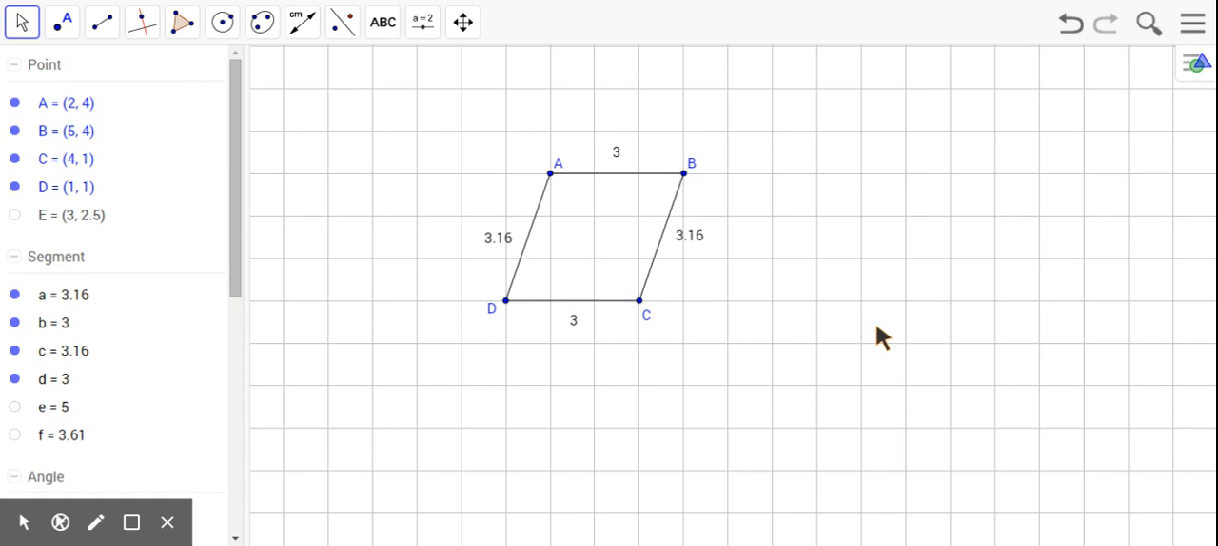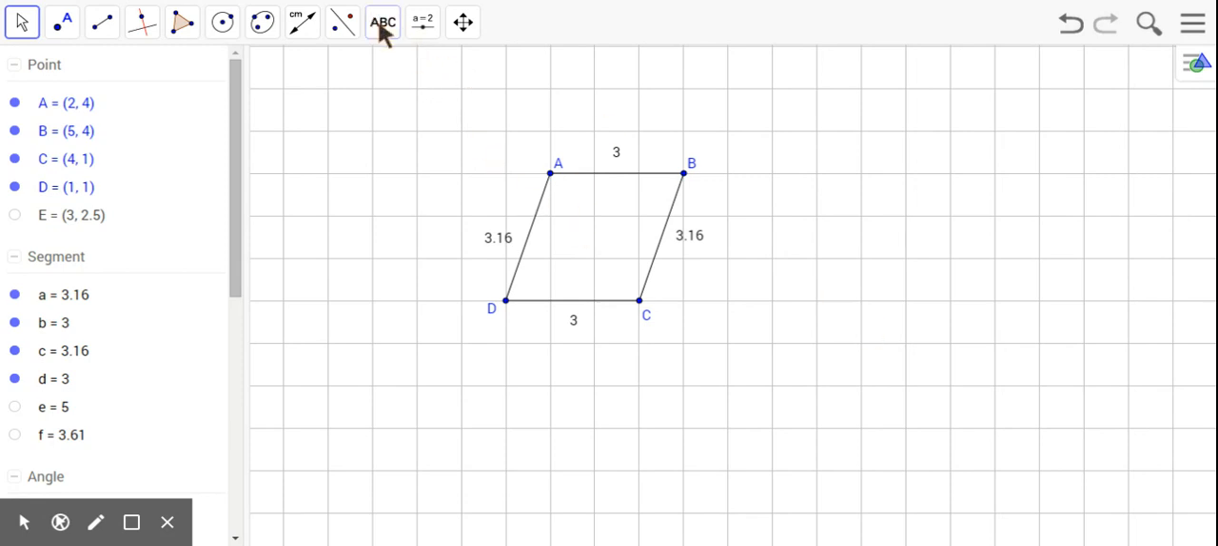Now, what you see here is a picture of a parallelogram. Maybe. It's not indicated it's a parallelogram. So what I want you to do is to pause the video and discuss with your group what needs to be shown on this picture to show that it is indeed a parallelogram.